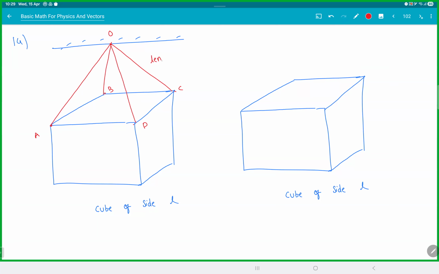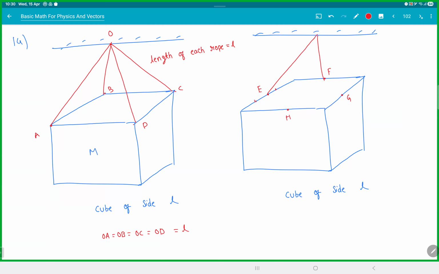The length of each rope is also L. That means OA, OB, OC, OD is also equal to L. The mass of this block is capital M. Now, in the second case, you got another idea. You said, okay, why should I tie the block like this? Why don't I do something like this? I will take the midpoints of these sides, E, F, G, and H. So these are the midpoints there.